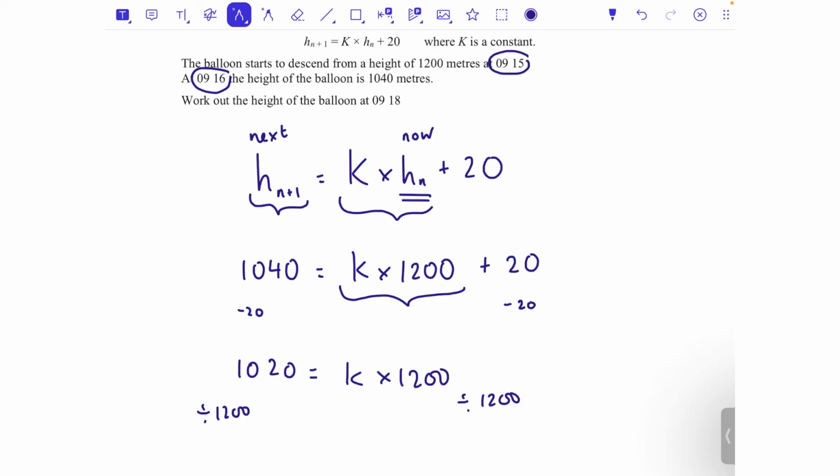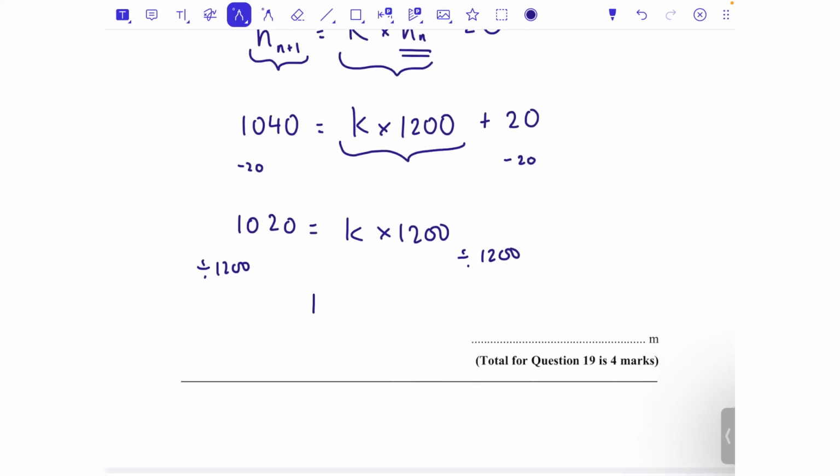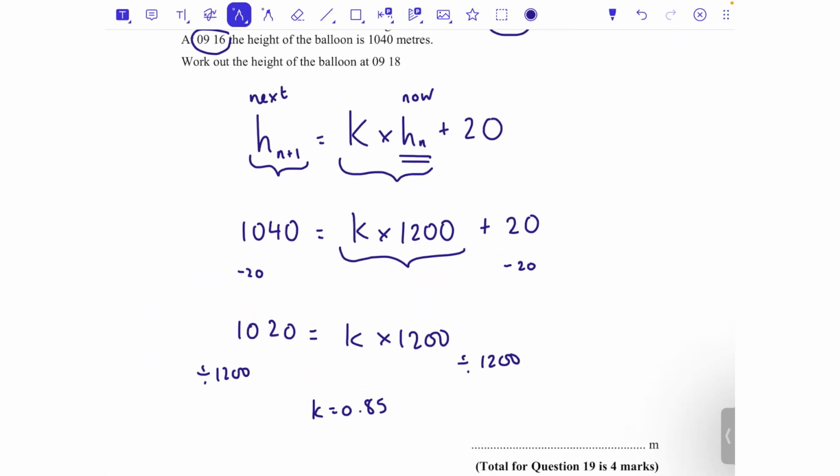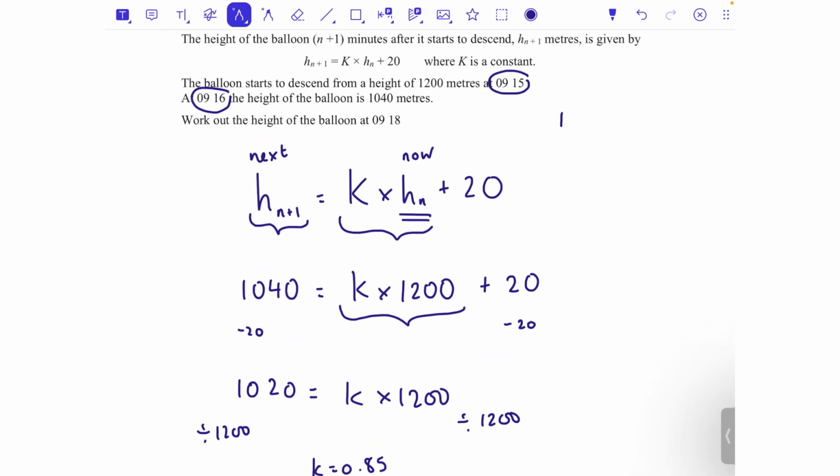So 1,020 divided by 1,200 is 0.85. So that tells me that k is 0.85. And we now have our formula. So we now know that to get h n plus 1, the next value, we need to do 0.85 times whatever the height is now, add an extra 20. Okay, that's what our formula is going to be.